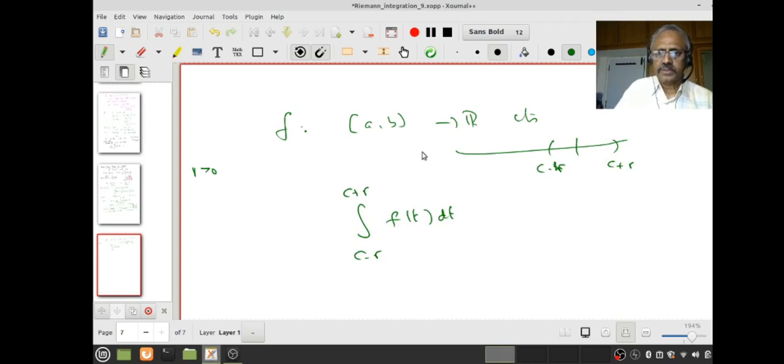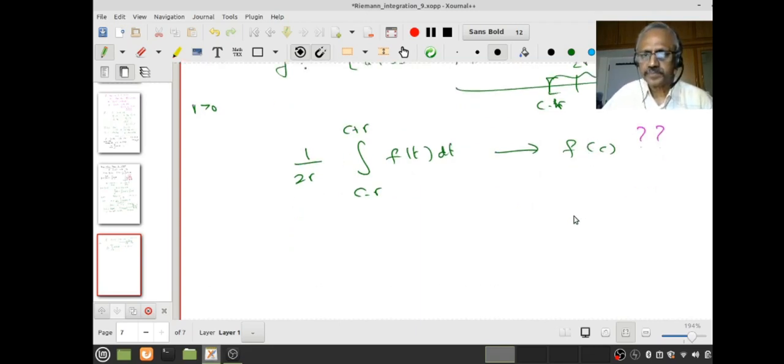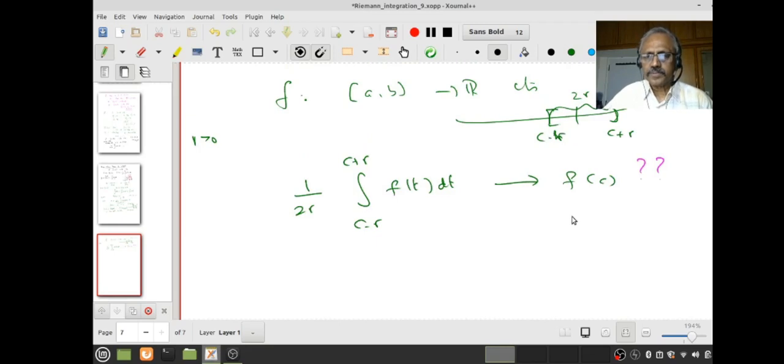And we already know if f is continuous, therefore it's also continuous on this closed interval. Therefore this interval exists. Now let us look at 1 by 2r times the integral. What is the length of this interval? 2r. So this is the average of this. This is related to the mean value theorem. I want to say this converges to f(c). If f is continuous, the mean value of the function converges.